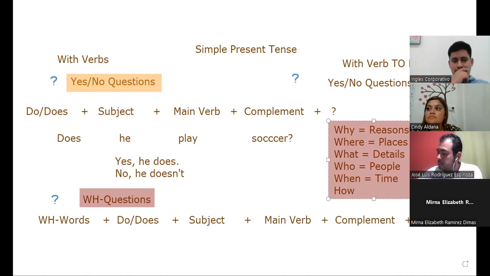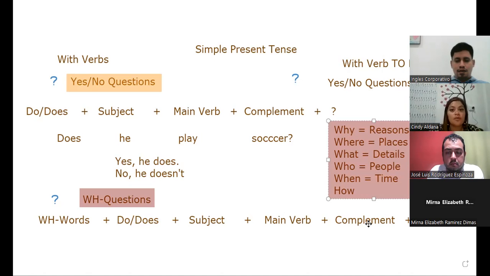The subject is missing. Vale, recordemos que para una pregunta debe tener todos los elementos que se solicitan. El WH word, el do o el does, el sujeto y el verbo principal. Complementos son opcionales. ¿Se pueden agregar o no? Bien. Aquí tenemos entonces nuestra fórmula. Voy a tomar un ejemplo de los que ustedes han enviado por aquí. Vamos a ver.